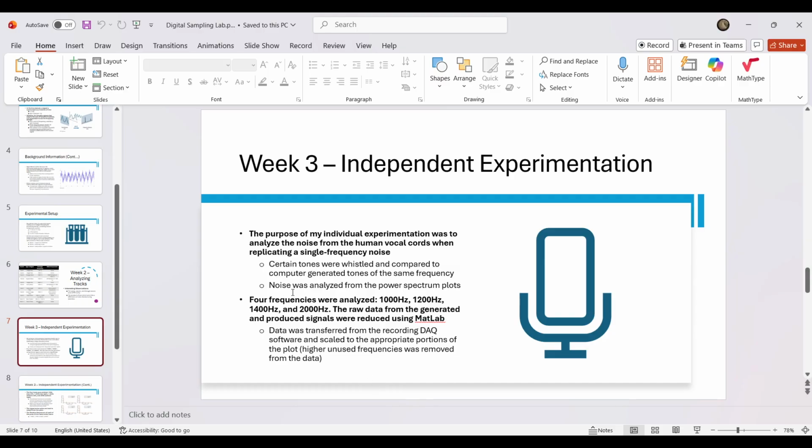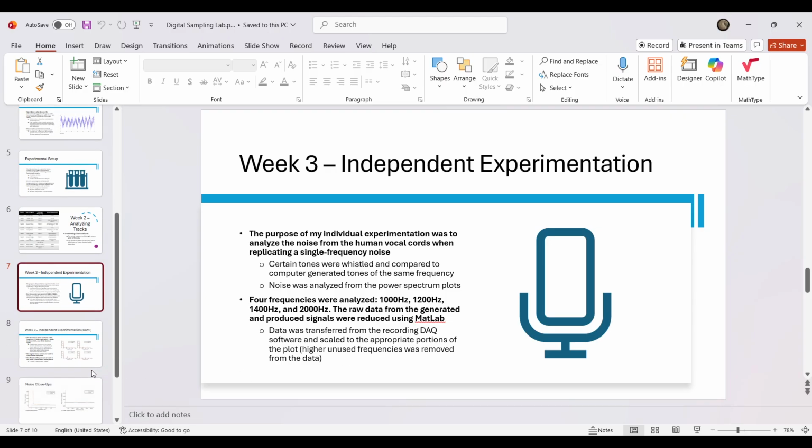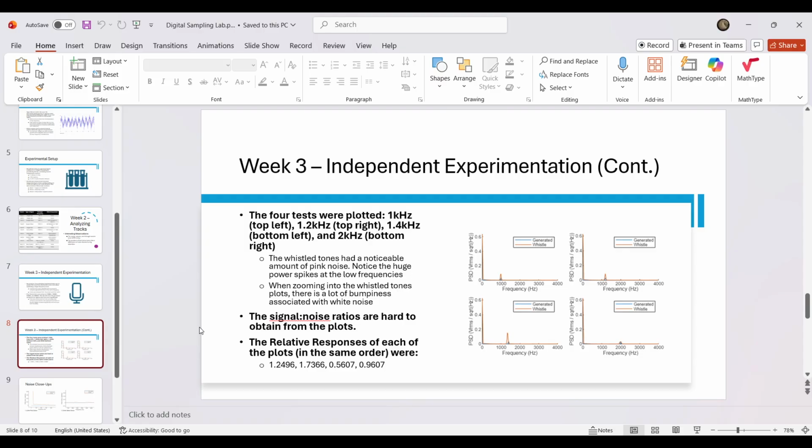So I analyzed mainly the power spectrum plots to do this, of course. And then I removed higher frequency from the plots because nothing was really happening there, and it just allows for better scaling. So speaking of, here are the plots that were generated, and you can see that I was actually decently spot on with whistling the tone versus the computer-generated tones. And you notice that even though it's kind of zoomed out right now, there is a noticeable amount of pink noise where I have this really big spike of noise on the lower frequency region here before it kind of tapers off.